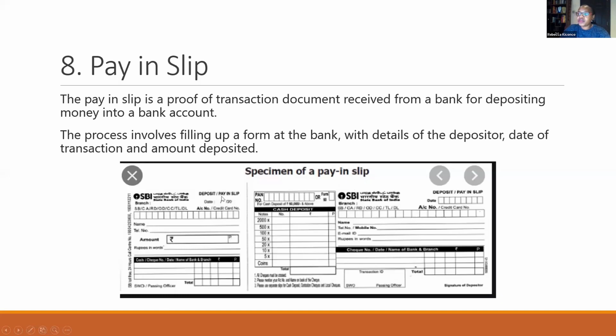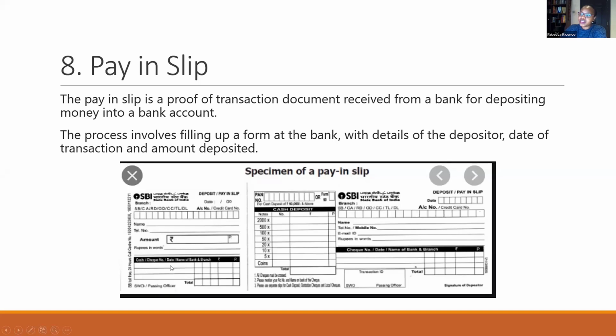On this slip, you usually put a date, you put the account number where you're depositing the money, you put the name of the account holder, their telephone number, if any, then you put the amount that you're depositing, then you write the amount in words. Sometimes here they put name of depositor. You put the name of the person who's depositing. Then here you put the denominations of the cash that you're depositing, or sometimes it is a check.